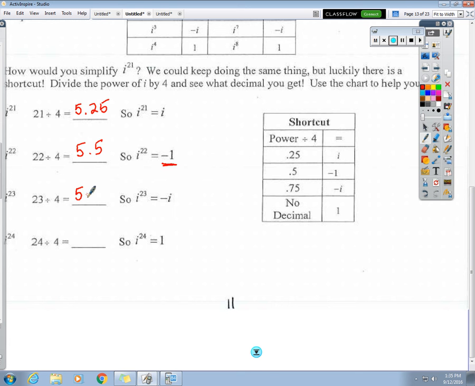Okay, and anytime you have a 0.75 left over, your answer is negative i. Think about i to the 24. That's 24 i's, and every set of 2 makes an i squared, which is equal to a negative 1, right? And how many pairs would 24 i's be? 12. Remember, if you have 24, you could do 12 pairs of i's, right?